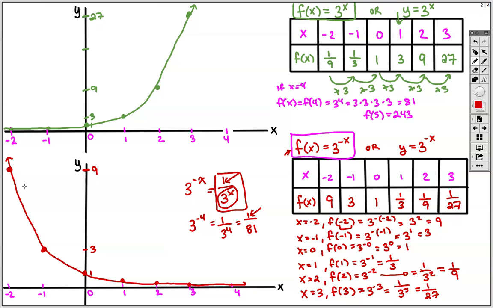Okay, so again, the green function was called a growth function. The red function is called a decay function. And growth and decay functions can be classified by their function definition. So if you have a positive x in your function definition, that's a growth, if the base is positive, like it is here. And when the exponent is negative in your function definition with a positive base, you have a decay function.